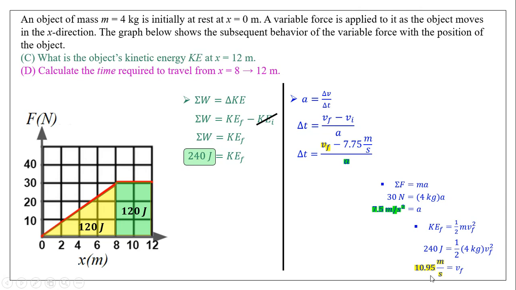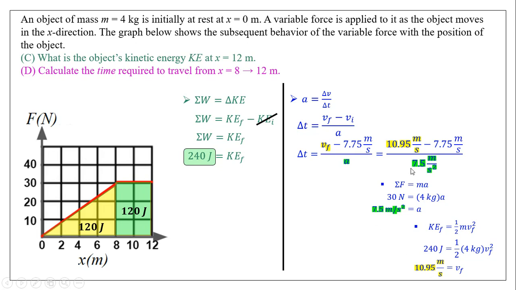So I ran out of space here, but that's how you would do it. Once again, 1/2 times 4 is 2. To get VF squared by itself, you need to divide both sides by 2. 240 divided by 2 is 120. But then to get VF by itself, you need to take the square root of both sides, and the square root of 120 is about 10.95. Other than that, I just found VF.